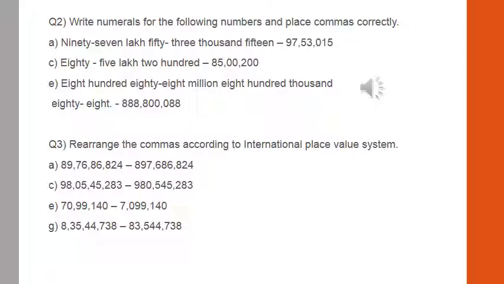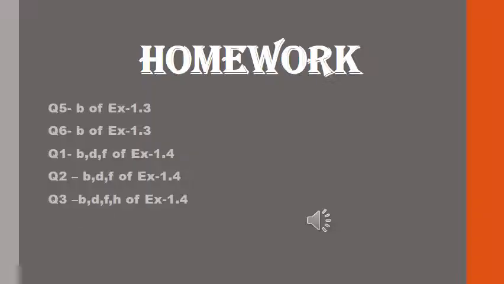Please see to it. Homework: question 5 B part of exercise 1.3, question 6 B part of exercise 1.3, then exercise 1.4. In exercise 1.4, question 1, B D F parts. Question 2, it's B D F again. Then question 3 also the same. We have B D F H, H is extra. So B D F H of exercise 1.4. Please ensure that you complete these parts on your own.